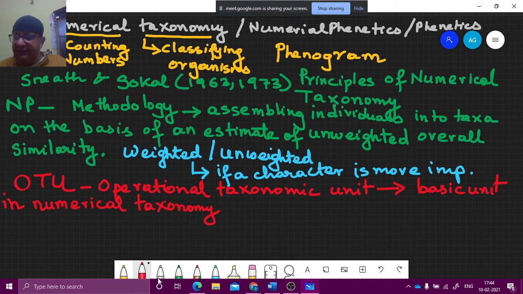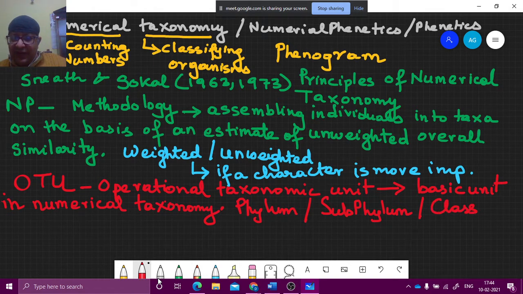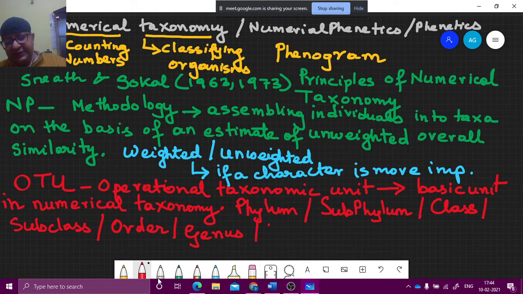So what can the operational taxonomic unit be? In simple terms, you can call a phylum a taxonomic unit. You can call a subphylum a taxonomic unit. Basically, an operational taxonomic unit is a taxonomic unit. Subphylum, then you have class, subclass, order, genus, you have species. So these are operational taxonomic units.